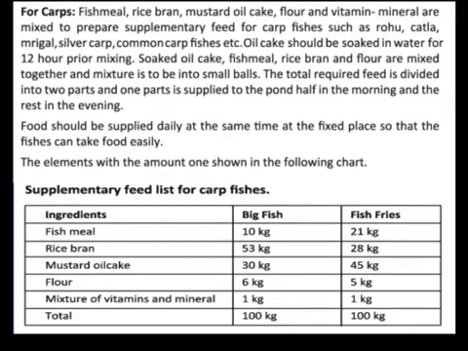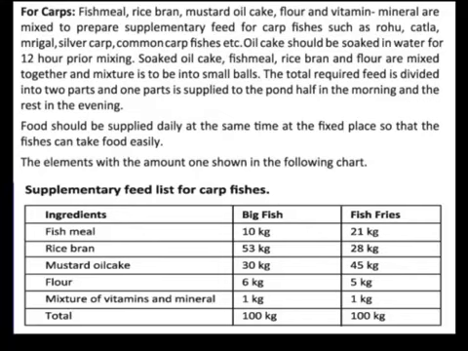The total required feed is divided into two parts. One part is supplied to the pond in the morning and the rest in the evening. We'll have to divide it into two portions: one portion applied in the morning, another in the evening. Food should be supplied daily at the same time and in the same place so that the fish can take the food easily. That means we'll have to supply it at the exact time and exact place, and they can take it more easily.